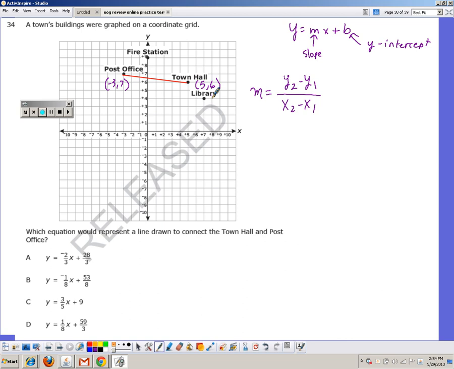So we're going to do 6 minus 7 over 5 minus -3. 6 minus 7 is -1, 5 minus -3 is +8. So our slope is going to be y equals -1/8x. Now we need to find b, the y-intercept.